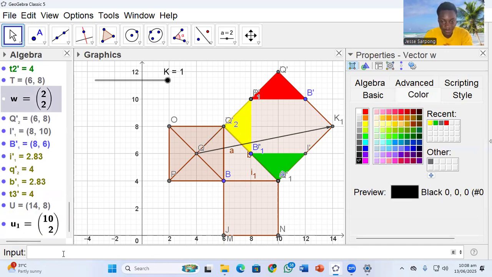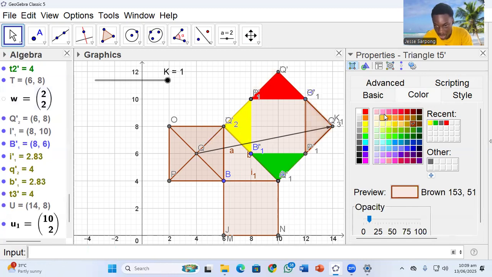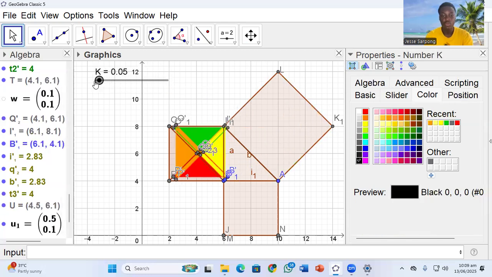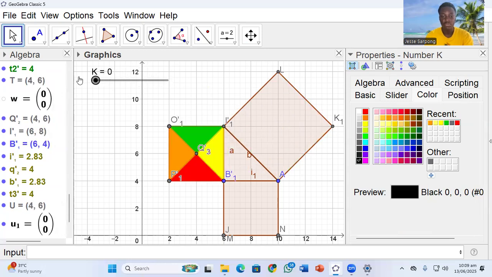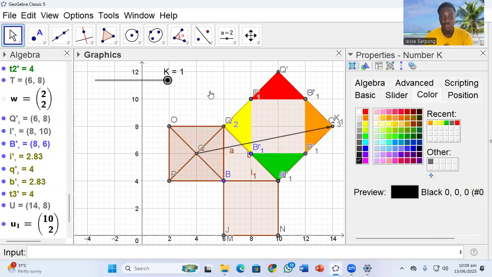So with this new vector, we can now translate the object. Let me see if it is the object, which is T5. Sorry, T5 with the vector U subscript 1. Yes, we've seen it now. We've been able to do it. Change the color. Let's change it to orange. Now this is what we have. You can see that now all the triangles are moving to the big square on our right.